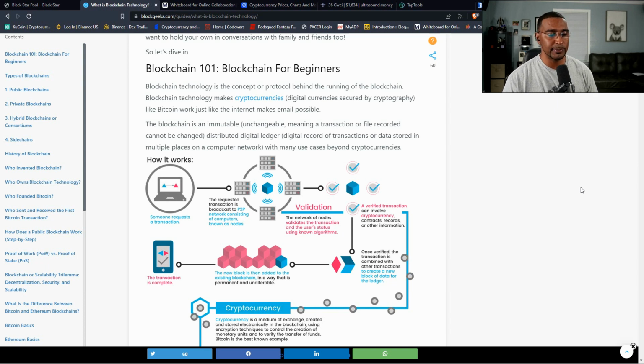The blockchain is immutable, unchangeable, meaning a transaction or file recorded cannot be changed. It is a digital ledger, a digital record of transactions or data stored in multiple places on a computer network, with many use cases behind cryptocurrencies or crypto assets. What happens in the blockchain is secured and recorded in these blocks. And these blocks of data are secured where they can't be deleted, can't be erased, can't be taken out, can't be subtracted. It stays there for the life of the chain. As long as those systems are running, there'll be access to that data information. And as such, it makes it immutable. Once it's recorded, it's there forever.